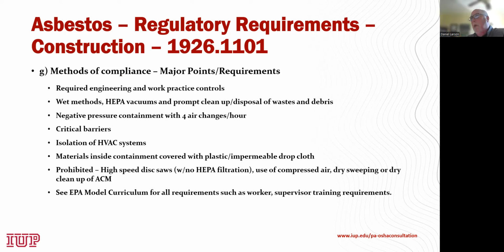First of all, there's a requirement for engineering and work practice controls. You have to do everything you can to keep the employee exposure as low as you can. Wet methods, HEPA vacuum, prompt cleanup, and disposal of waste and debris are required. You have to maintain a negative pressure containment in the area where they're working with asbestos, maybe doing abatement, and that has to have a minimum of 4 air changes per hour.